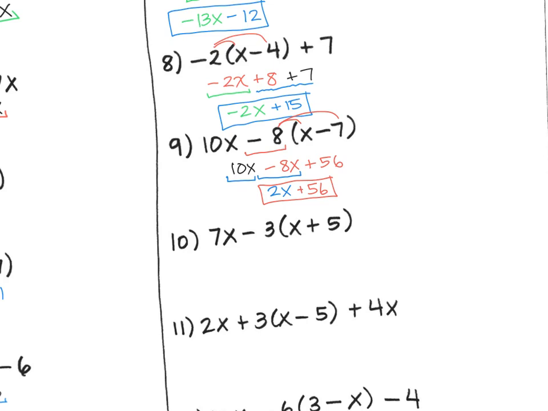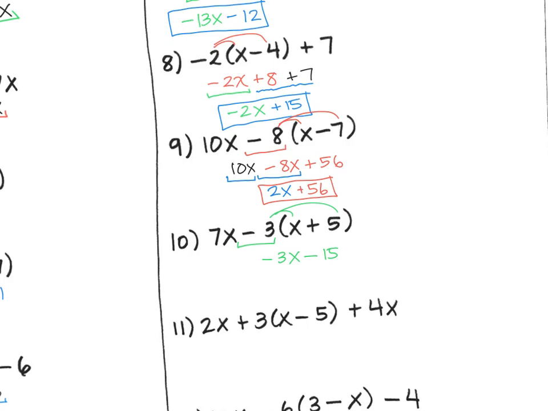Okay, the next one's very similar. It has a minus that needs to be distributed. So I can tell I'm going to distribute the 3, but this is actually a minus 3 because the sign in front of the number tells you the sign. So minus 3 times x is minus 3x. Minus 3 times 5 is minus 15.